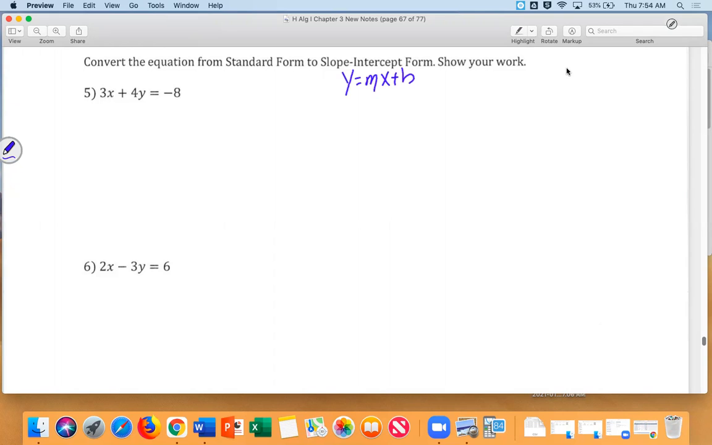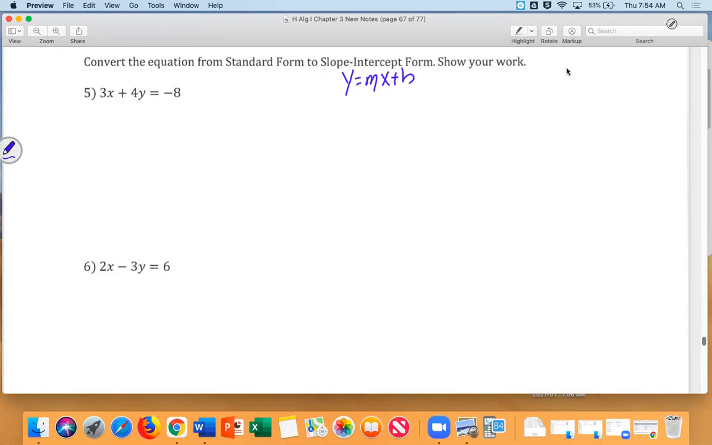All right, now the reason why we need to do this is if I were to use that cover-up method, and if I were to cover up the y, I would get 3x equals -8, and I'm going to get a decimal. And I can't be exact in graphing a decimal. So in this case, it's going to be better for me not to graph it in standard form using the cover-up method, but to use the slope-intercept form.